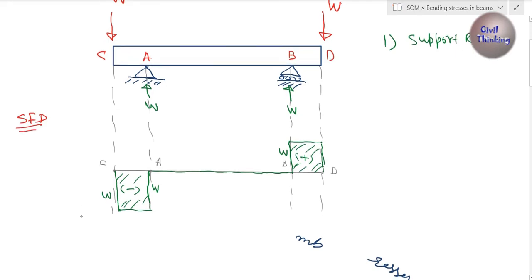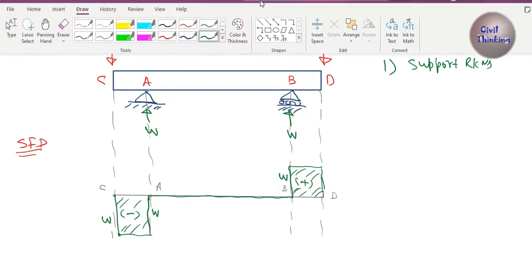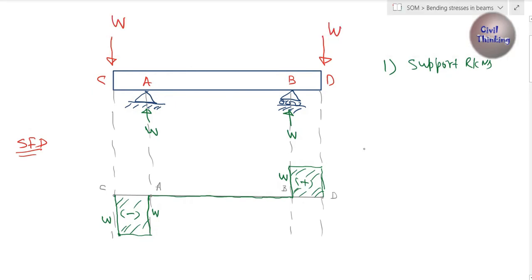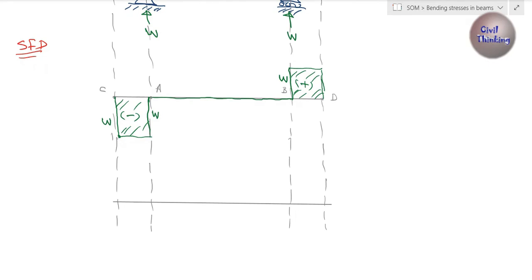Alright, we have drawn the shear force diagram. Now let us draw the bending moment diagrams. Let me extend these lines. And let me draw a baseline. This baseline is the base for the bending moment diagrams. This baseline has zero bending moment on it. Okay, now we are going to draw the bending moment diagram, BMD.